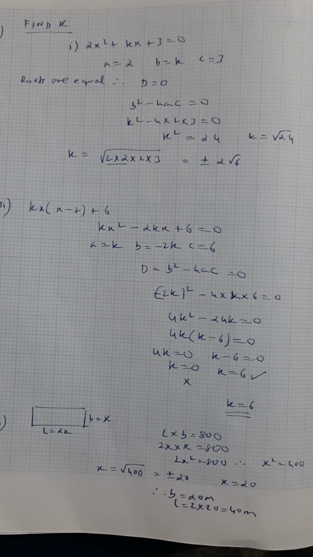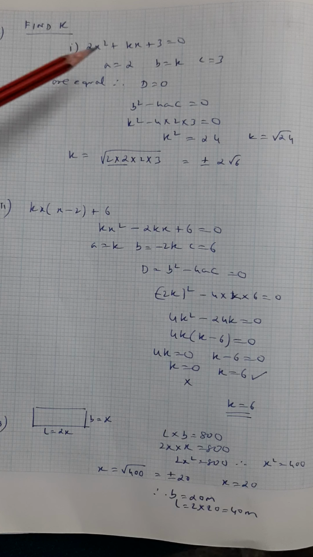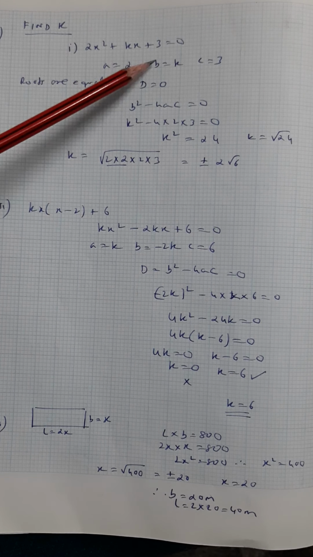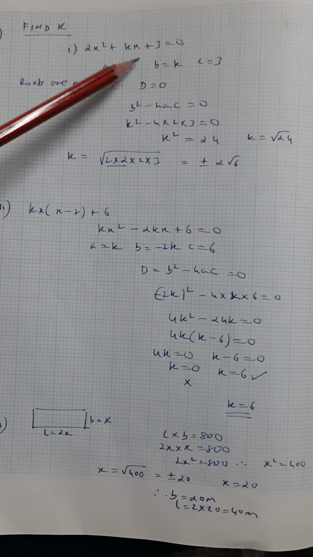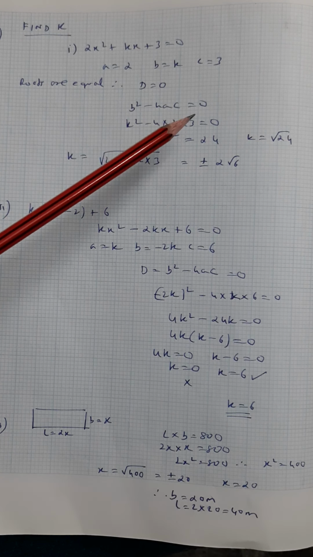Then the last two questions of exercise 4.4. Now what does the second question say? Find the value of k, if roots are equal. So here you find that there is a k which is unknown, and we can easily find out a, b, c. A is 2, B is k, and C is 3, right? If roots are equal, we know the condition that D is 0, so b square minus 4ac is 0.